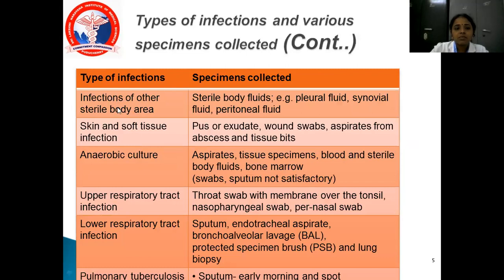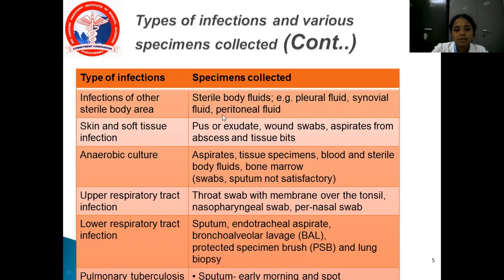For infections of other sterile body fluids, what are the possible specimens we are collecting? Sterile body fluids, for example, pleural fluid, synovial fluid and peritoneal fluid. Skin and soft tissue: pus or exudates, wound swab, aspirates from abscess and tissue bits. Anaerobic culture: aspirates, tissue specimen, blood and sterile body fluids, bone marrow. Upper respiratory tract infection: throat swab with membrane over the tonsils, nasopharyngeal swabs and paranasal swabs.